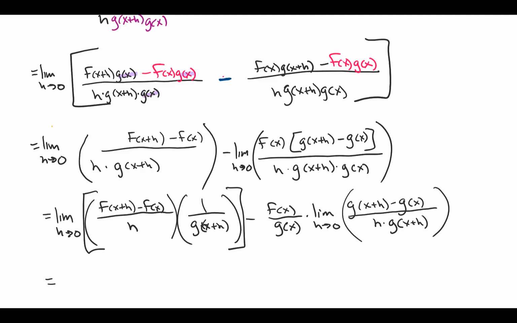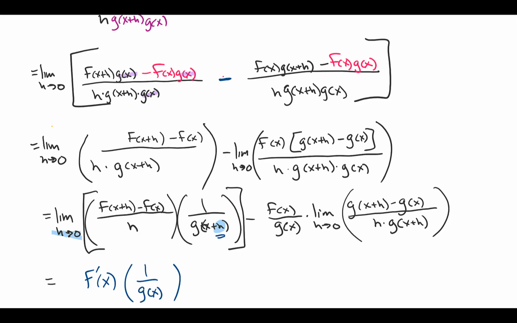So what's this? Let's just look. The limit as h goes to 0 of f of x plus h minus f of x all over h is equal to, that's the derivative of f. Times, why did I write minus down there? It's a multiplication, I'm sorry. Now let's look. What happens as h goes to 0? That's going to be 1 over g of x.